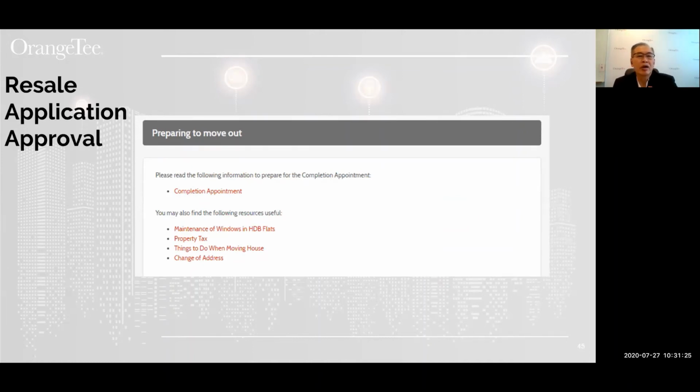So once you have the completion date, there is some useful information, like how to maintain the windows. You have to pay your final property tax. All right, things to do before moving house, change address. As an agent, you need all this information to assist your sellers or your buyers. All right.